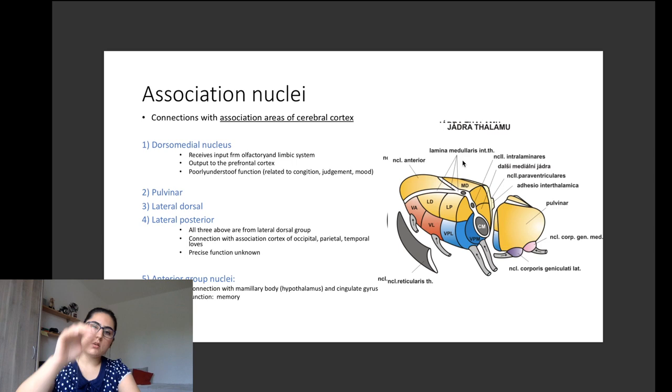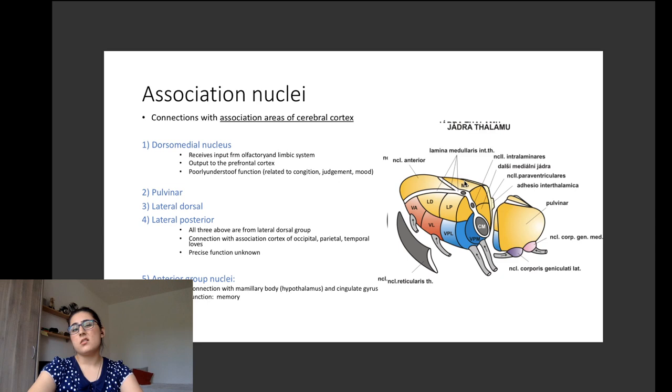Alright, so we can move to the third functional group of nuclei, which is my association nuclei. Association nuclei are going to connect to the association areas of my cerebral cortex. Those are my medial group, which is my dorsal medial nucleus, my lateral dorsal group, these three, and my anterior nucleus. Not that much you need to know, so it's very short information. The dorsal medial nucleus is going to receive input from the limbic system and send the signal to the prefrontal cortex.